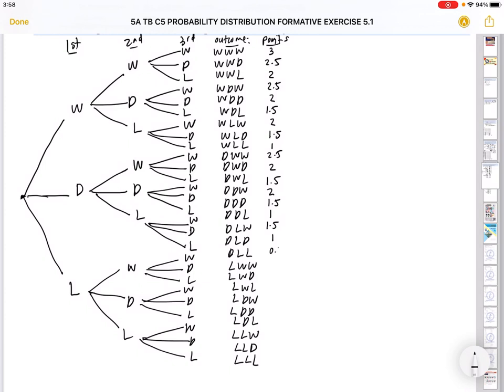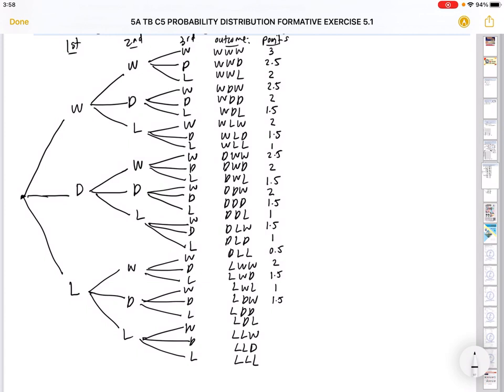Lose, win, win, 0, 1, so 2. Lose, win, draw, 0, 1, half, 1.5. Lose, win, lose, only 1 point for the win, 0 for both losses. Lose, draw, win, 0, half, 1, 1.5. Lose, draw, this will be 0, half, half, which is 1.